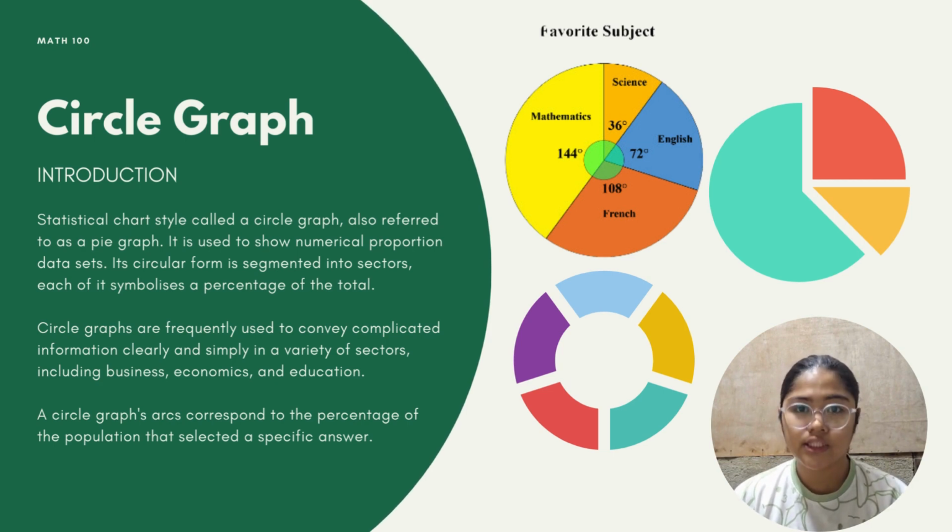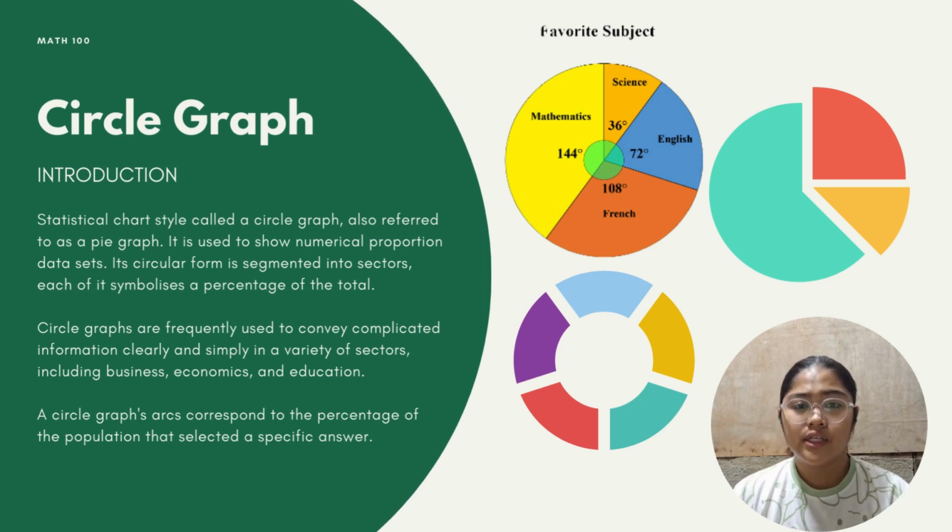This 360-degree structure allows for easy division into smaller sections, commonly referred to as arcs. Each arc represents an edge of the circle and is named based on its corresponding angle. These arcs also serve a specific purpose: to visually represent the percentage of the population that selected a particular answer or category.